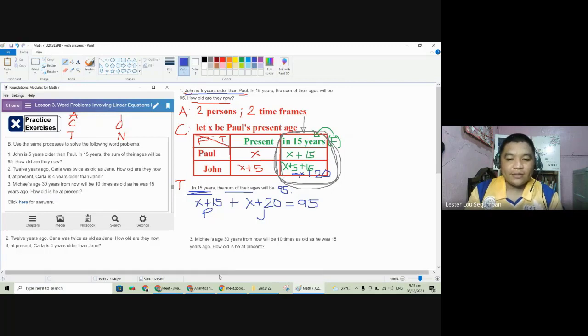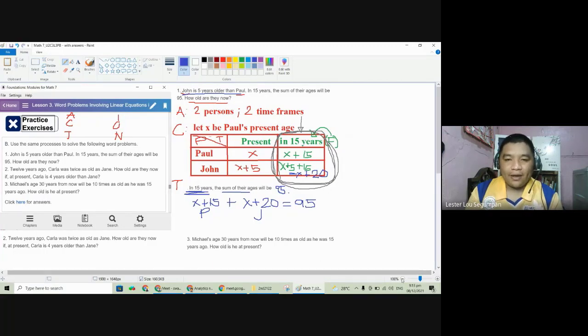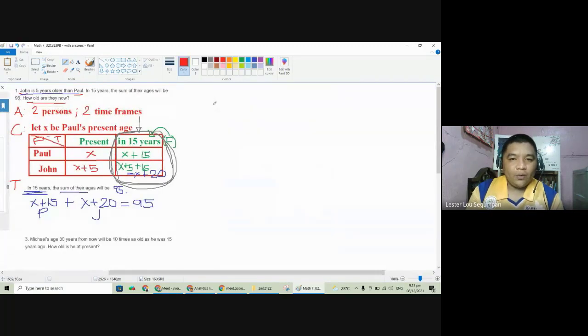So with this, let's continue in our step one. In step one, we are going to solve the equation. So you will have here X plus X, you will have 2X, and then 15 plus 20, you will have 35, which is equal to 95. And then subtract both sides by 35.